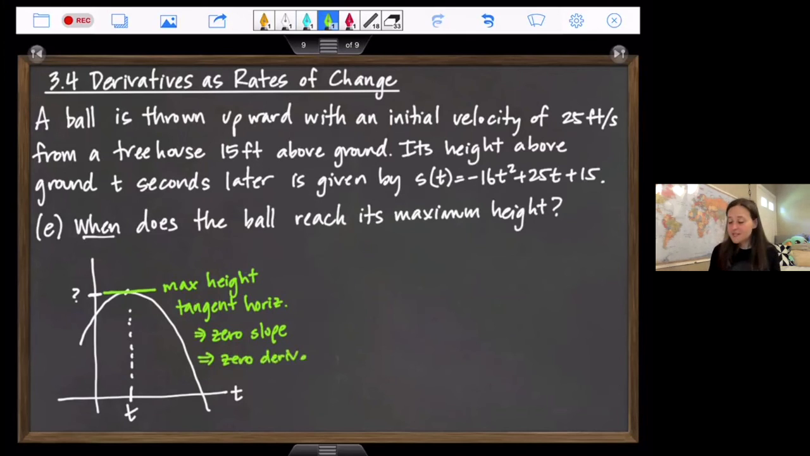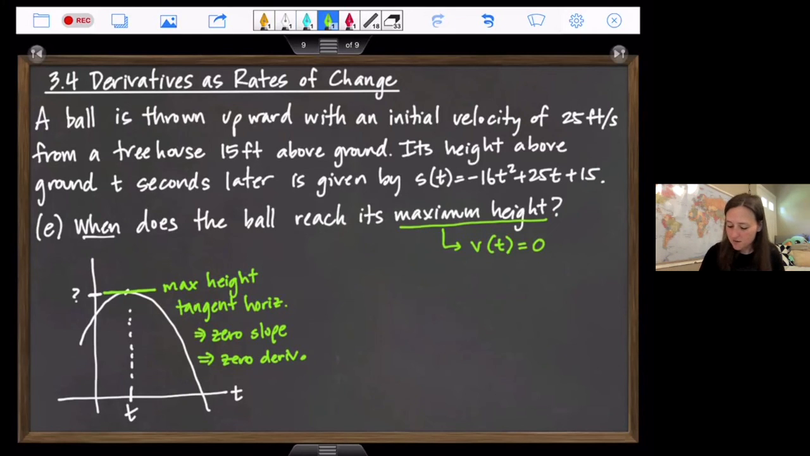So maximum height for us mathematically translates into, when is the velocity equal to 0? And this should kind of make sense. Remember that on the way up, the ball has a positive velocity. On the way down, it has a negative velocity. So the velocity must change from positive to negative by passing through the number 0. At that brief instantaneous moment, when it's just suspended in air, about to turn around and fall, it's got a 0 velocity.